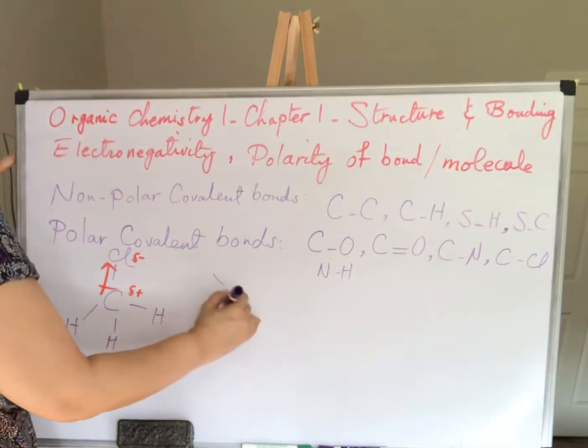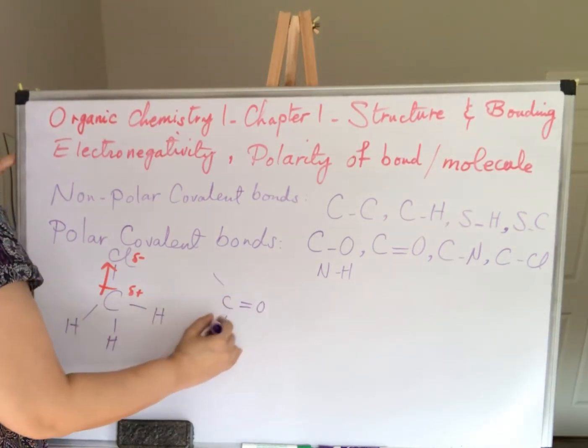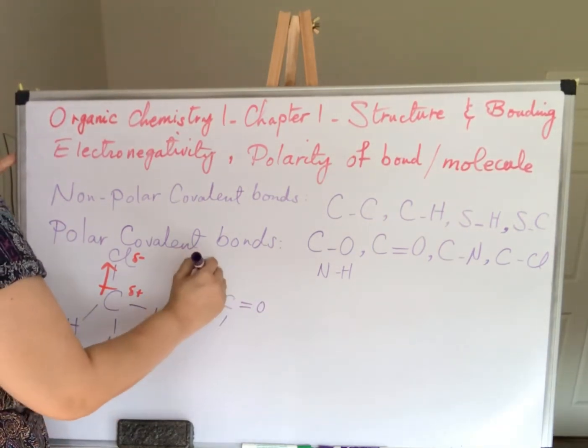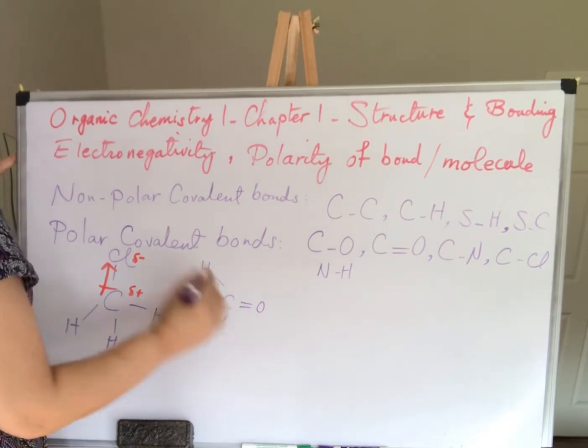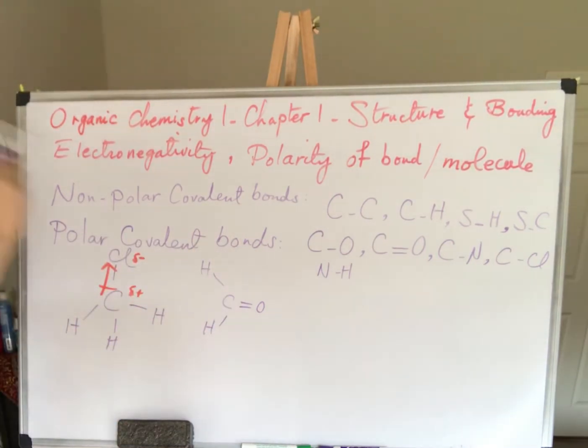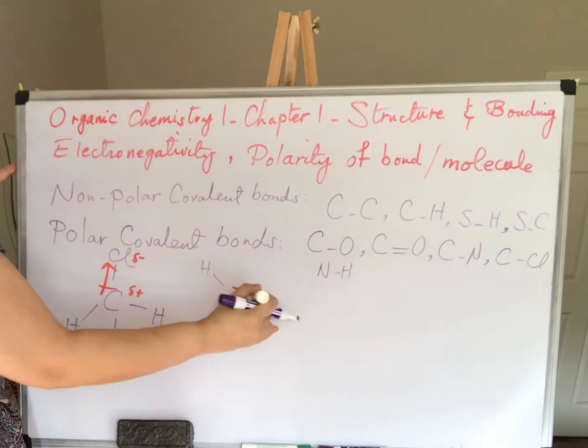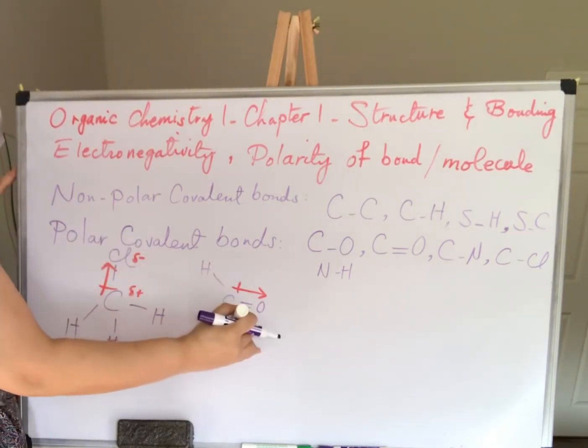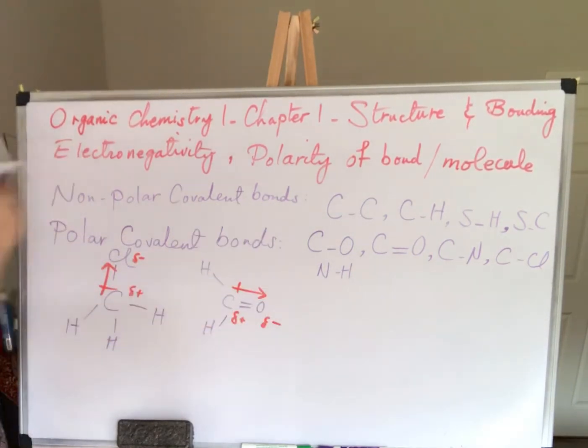For a molecule like this, formaldehyde, again, carbon-hydrogen bonds are nonpolar. The only polar bond here is carbon-oxygen. So it's partially positive, partially negative. That's how you determine the polarity.